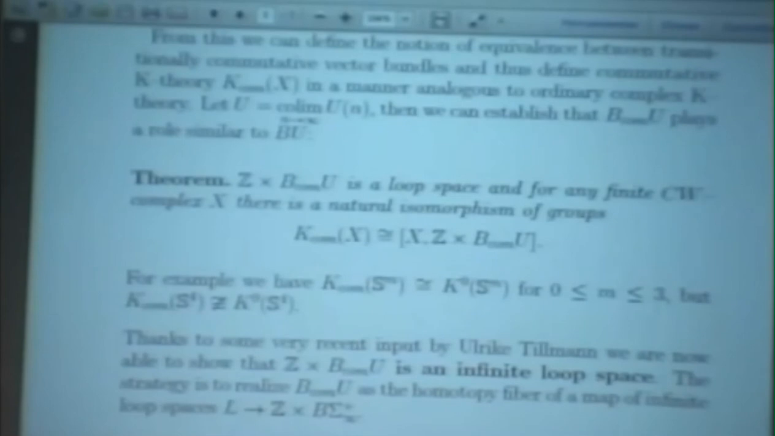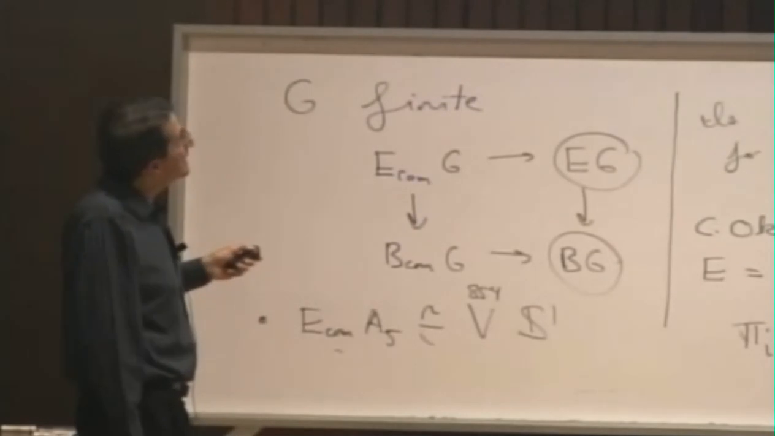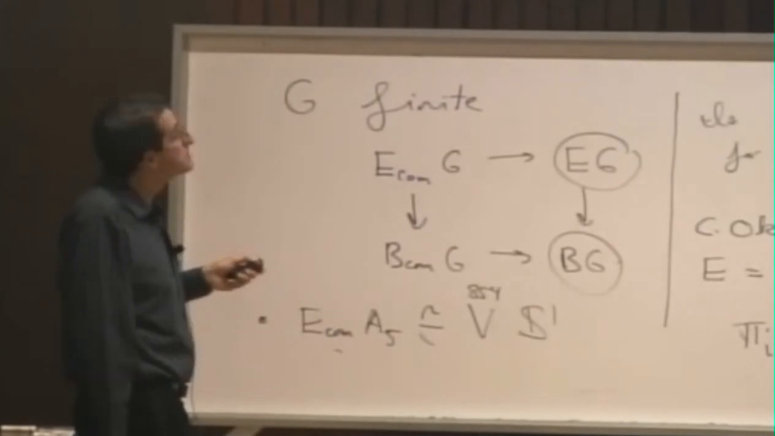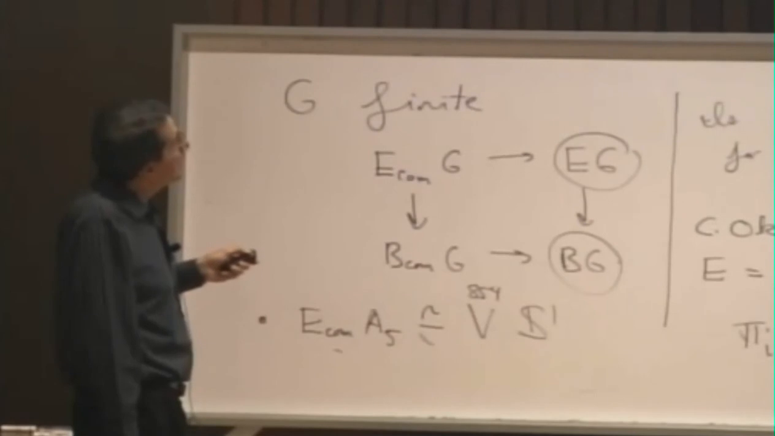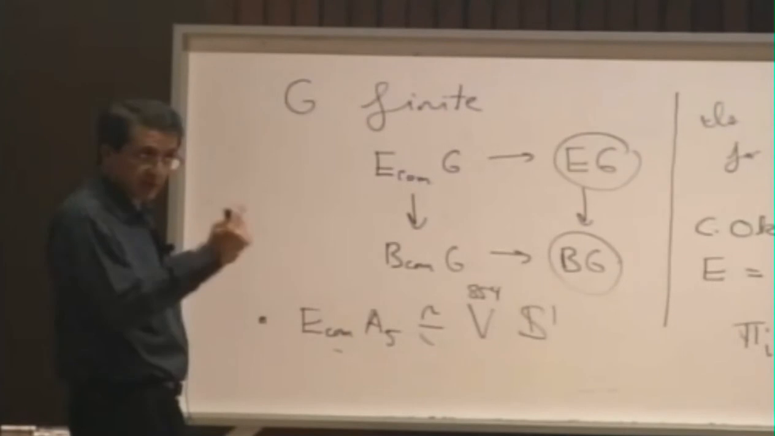the theorem here is that Z cross BCom U is in fact a loop space. And for any finite CW complex X, there's a natural isomorphism of groups between this commutative K-theory and homotopy classes of maps from X into Z cross BCom of U. And one can compute the K-com of the sphere is the same as our ordinary K-theory, and these are complex K-theory, up to S3, but for S4, you get an extra element there.